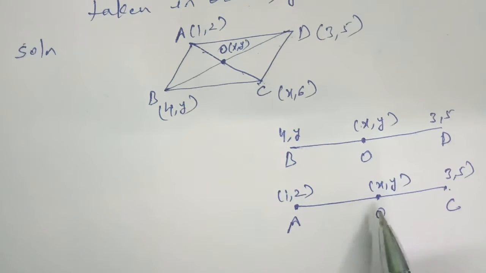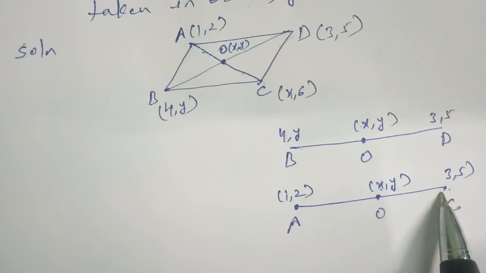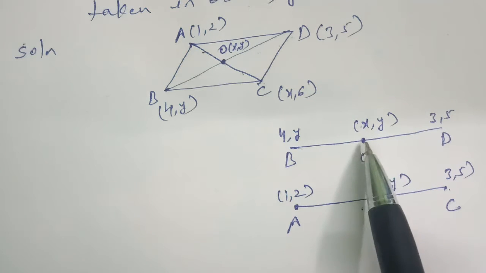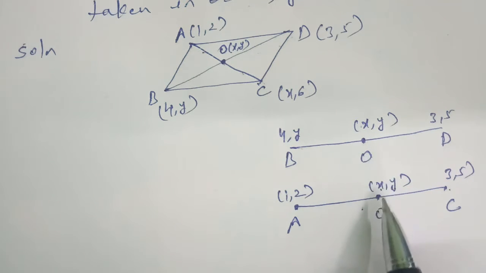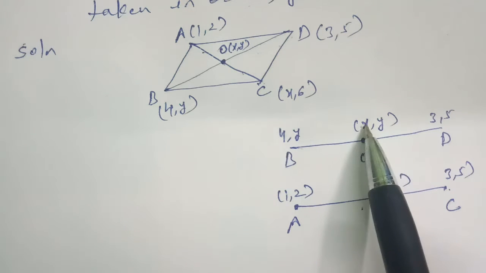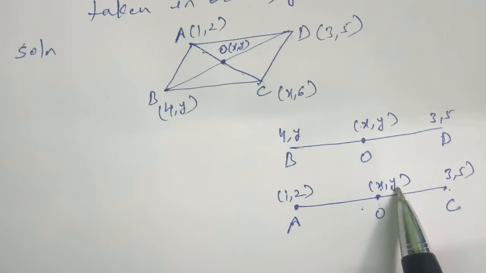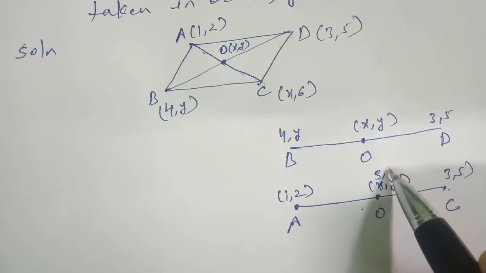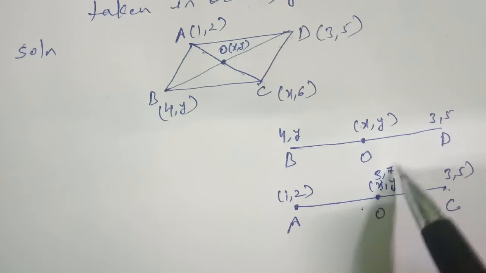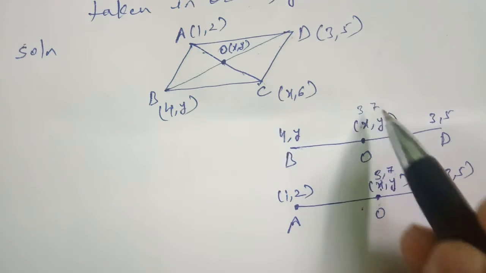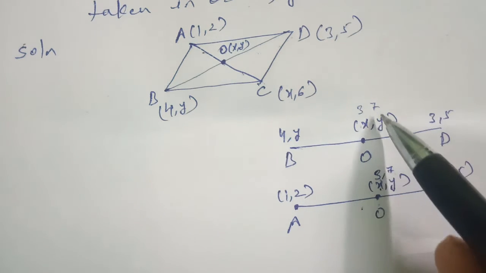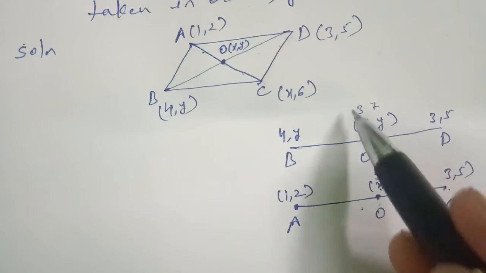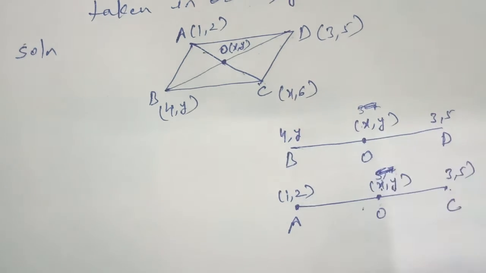Now for finding the value of x and y, we will use the section formula. Since both lines have the point O, it is the same point, and it has the same coordinates. If I suppose here the value is (3, 7), then here also it will be (3, 7). It means in both cases the values of x and y will be the same. This point you have to understand. Now let us start.